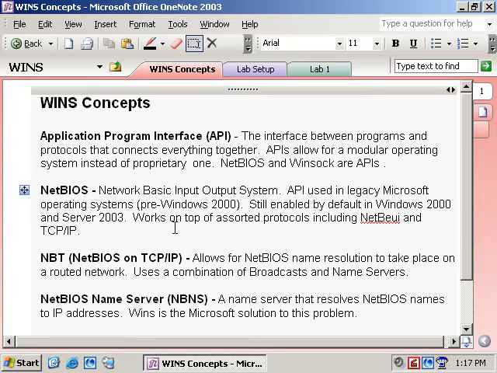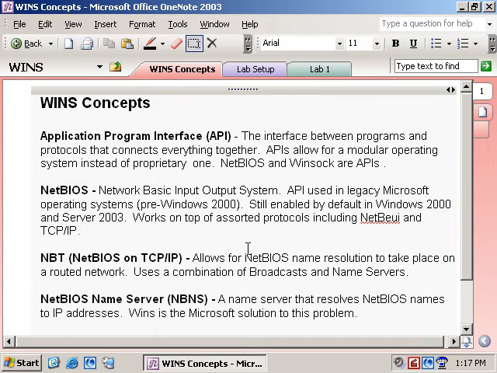NBT, or NetBIOS on TCP/IP, allows for NetBIOS name resolution to take place on a routed network. It uses a combination of broadcasts and name servers. Now let's try to describe what's going on here.